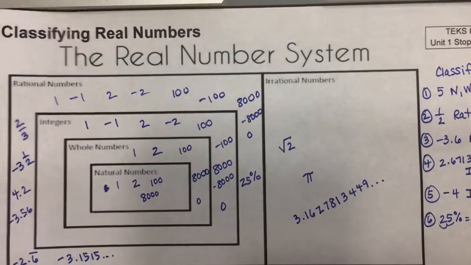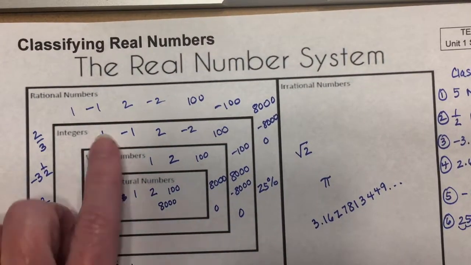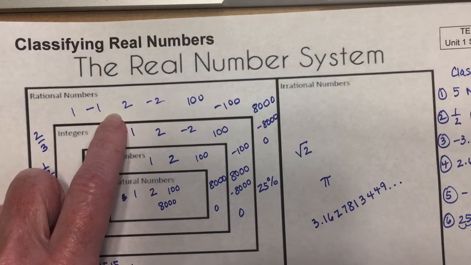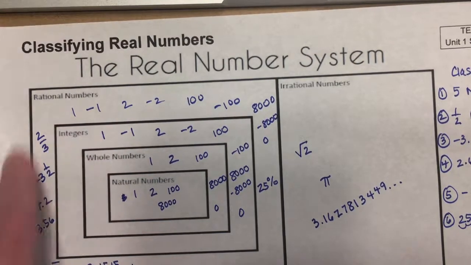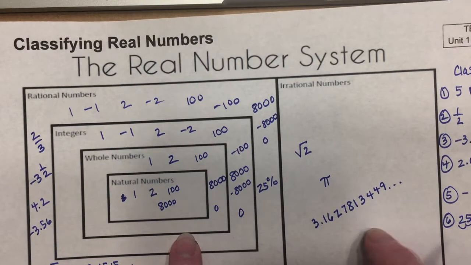Okay. All right, so you got your real number system made up of rational and irrational. Rational, remember, are decimals that terminate or repeat, or all your fractions. Okay, irrational are those decimals that don't repeat and don't terminate.